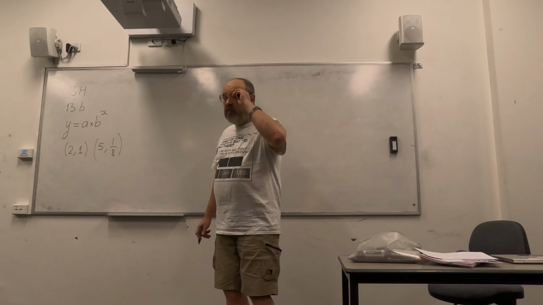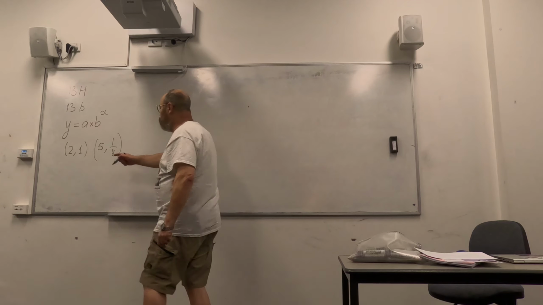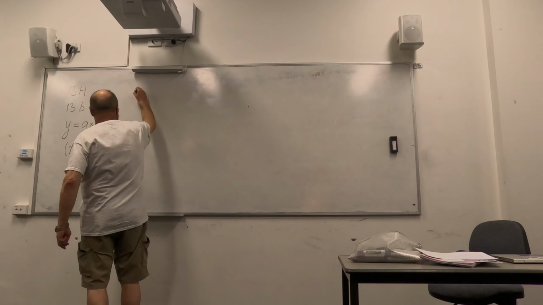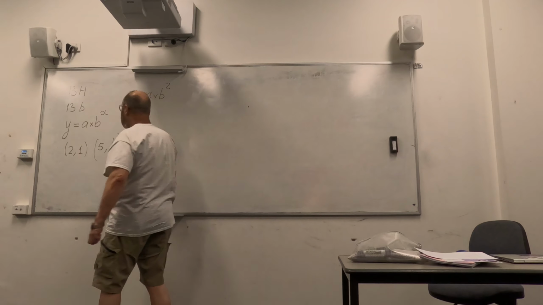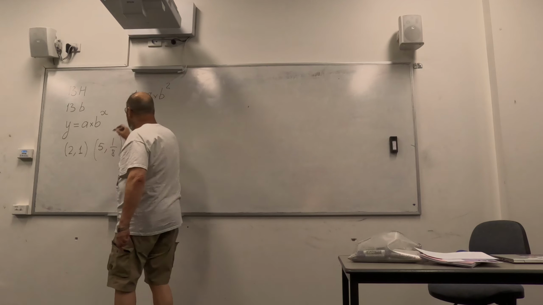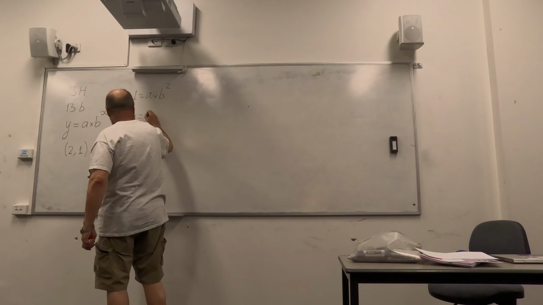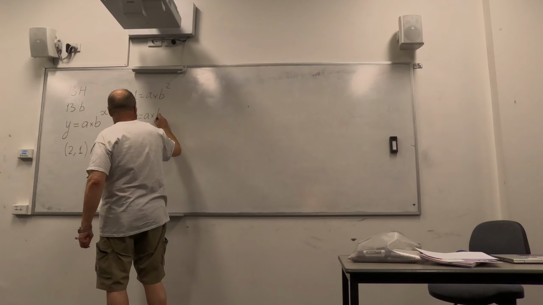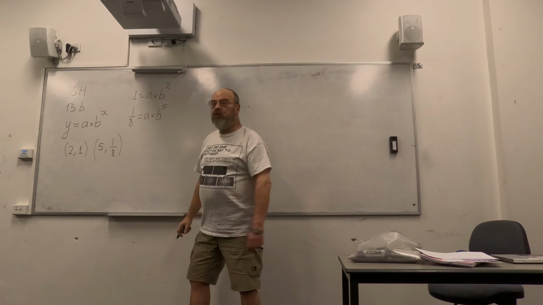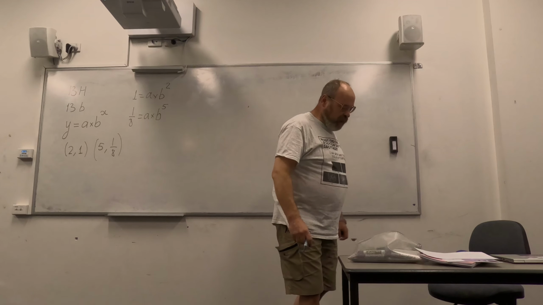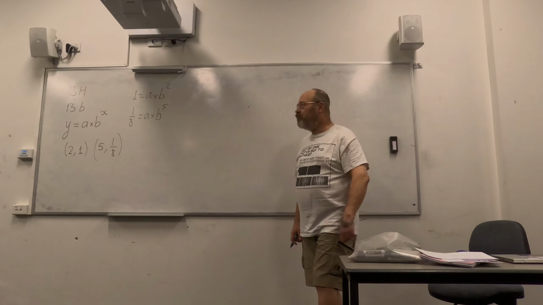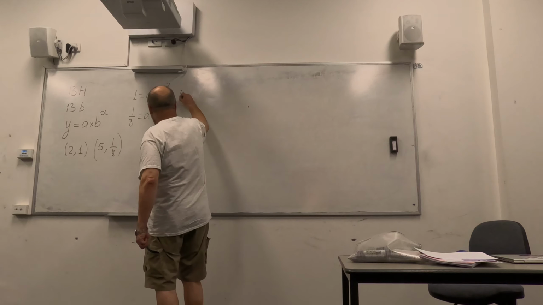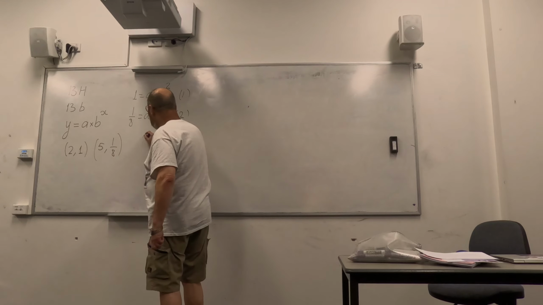So what do we need to do? Substitute points. Let's substitute the first point. We get 1 equals a times b squared. And the second point, we have 1/8 equals a times b to the power of 5. So we've got 2 simultaneous equations. In this case, what will be the best way to solve them? Divide. So let's divide equation 1 by equation 2.